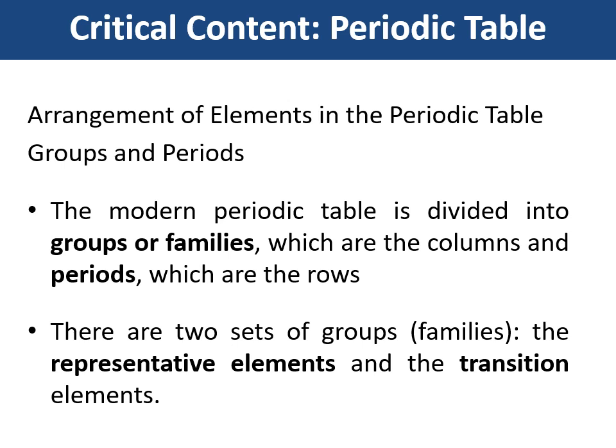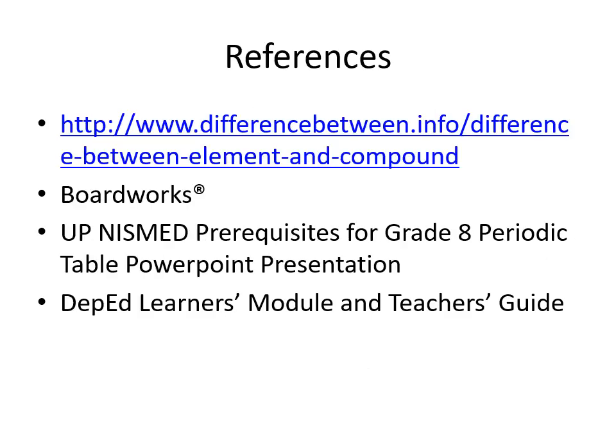Next one, arrangement of elements in the periodic table, group, and period. The modern periodic table is divided into groups or families, which are the columns, and periods, which are the rows. There are two sets of groups. We have the representative elements and the transition elements. Natatandaan ba yan? So, these are the reference for our lesson.